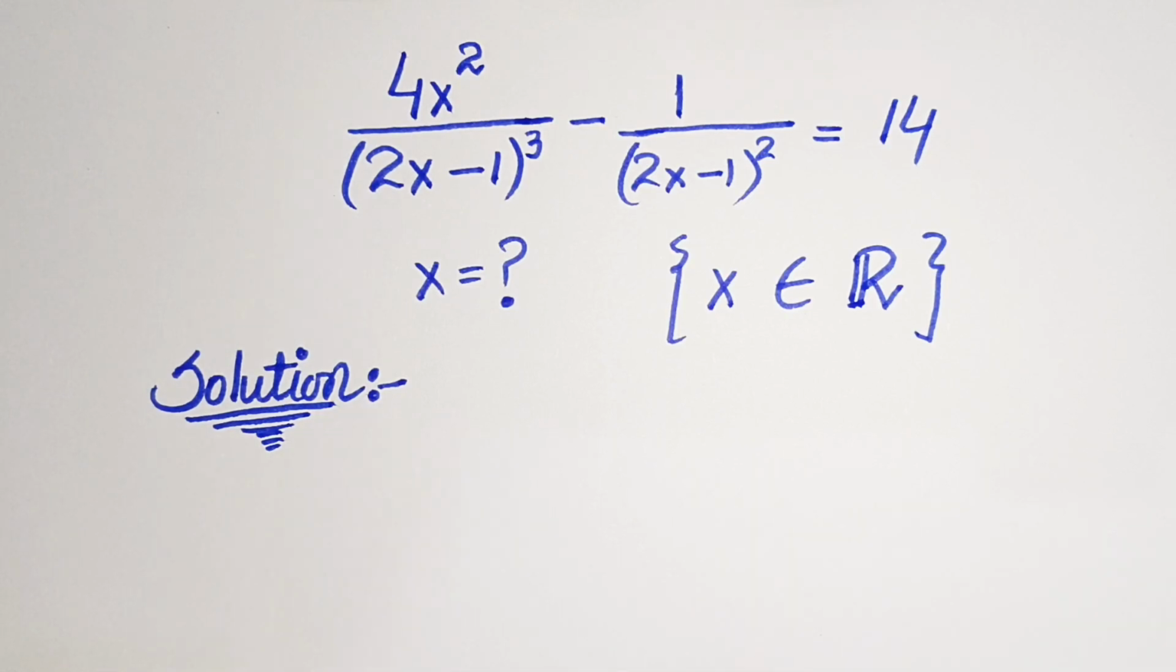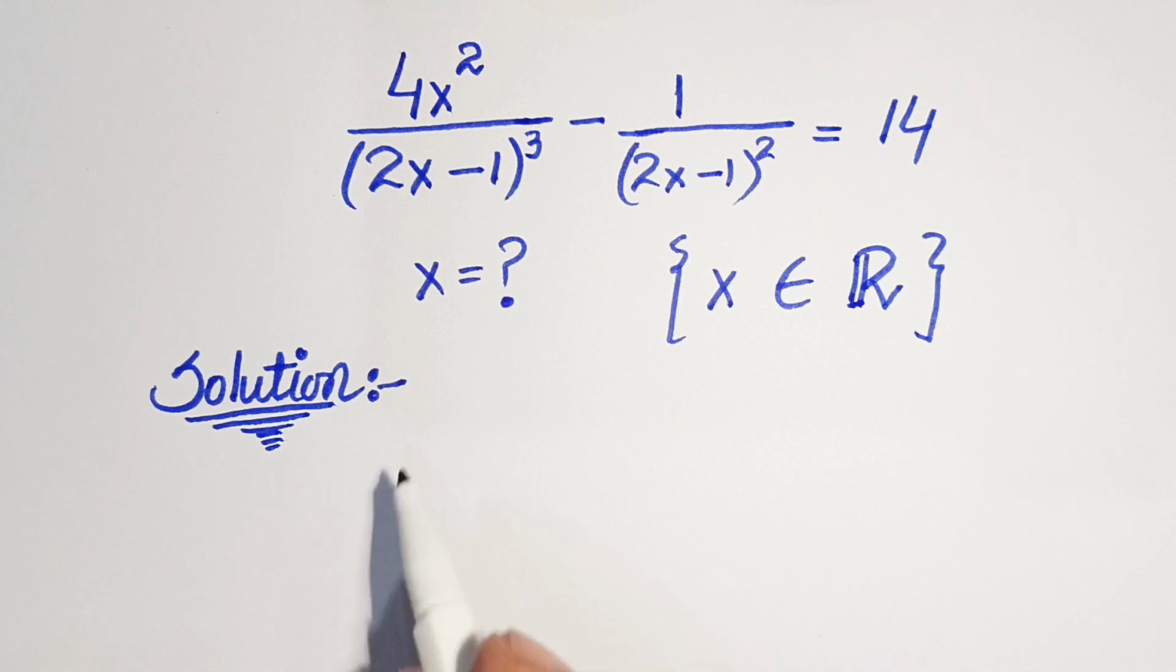Today we have a nice exponential problem: 4x squared all over (2x minus 1) whole cubed, minus 1 over (2x minus 1) whole squared, is equal to 14. We need to find the value of x, and we have to know that x belongs to the real numbers here. Now we have to solve this.